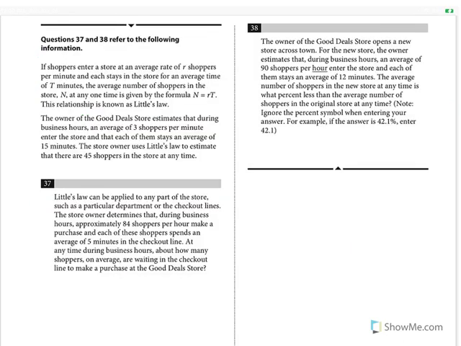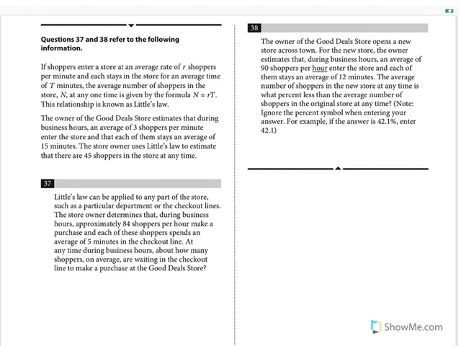If shoppers enter a store at an average rate of R shoppers per minute and each stays in the store for an average time of T minutes, the average number of shoppers in the store N at any one time is given by the formula N equals RT. This relationship is known as Little's Law. The owner of the Good Deals store estimates that during business hours, an average of 3 shoppers per minute enter the store and that each of them stays an average of 15 minutes. The store owner uses Little's Law to estimate that there are 45 shoppers in the store at any time. Little's Law can be applied to any part of the store, such as a particular department or the checkout lines.